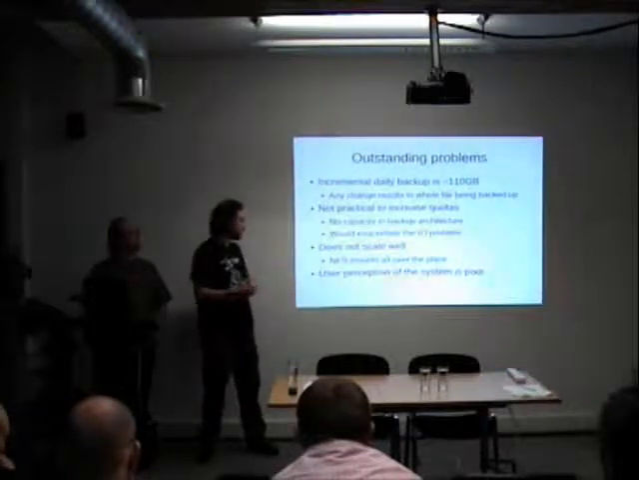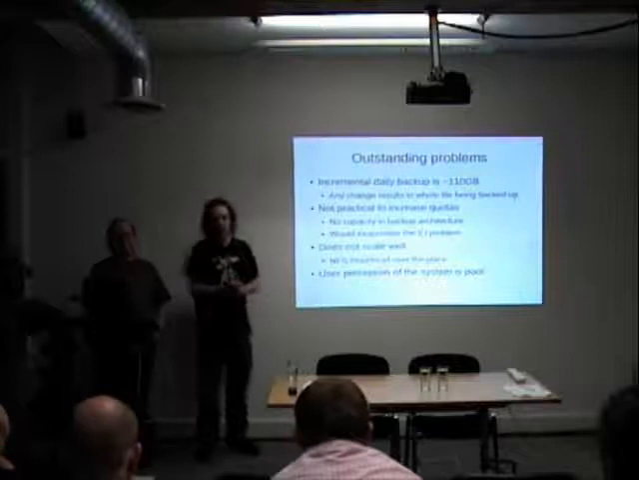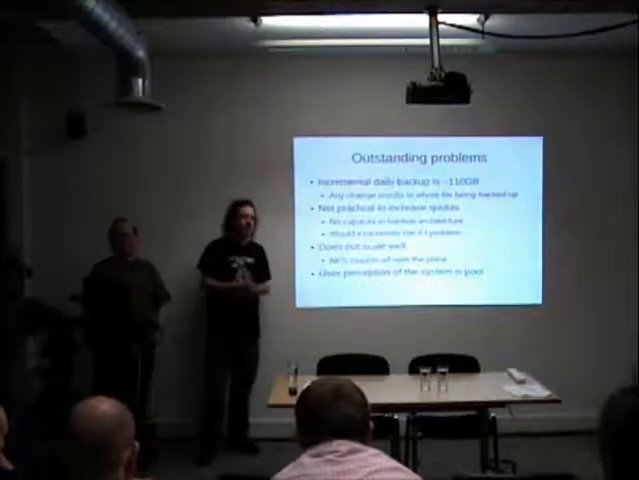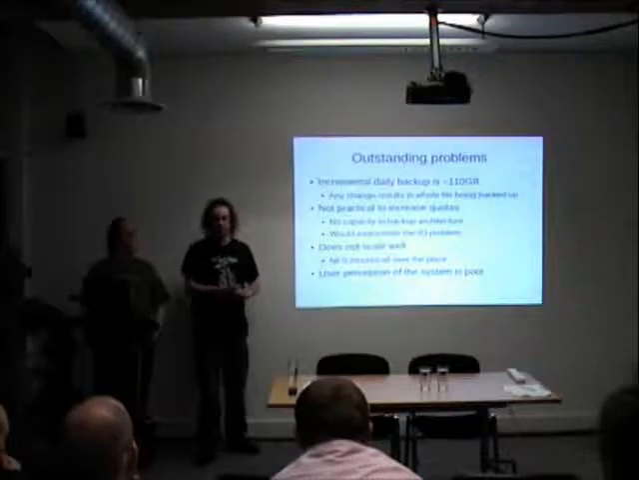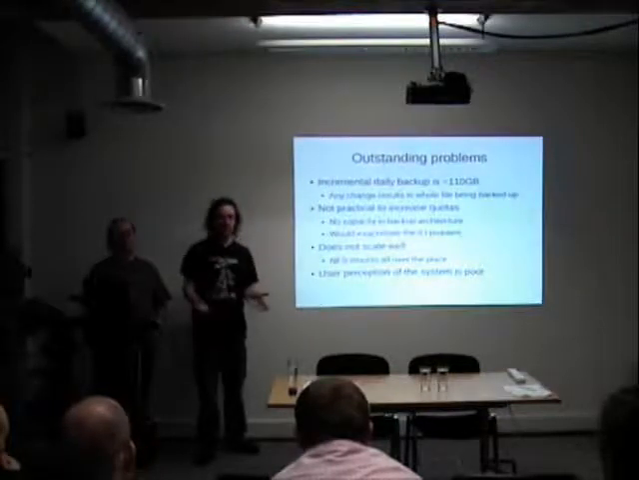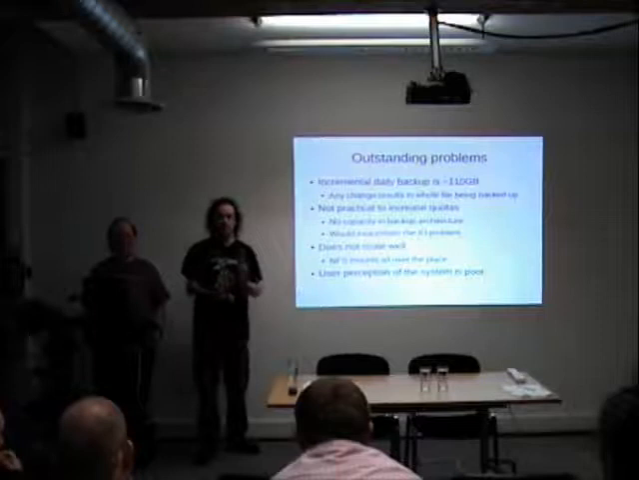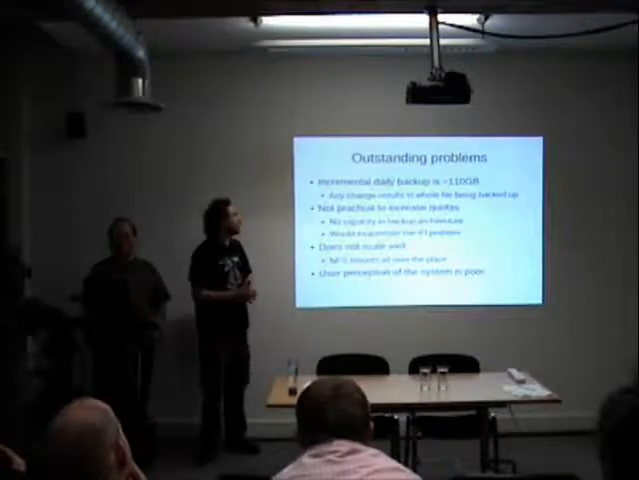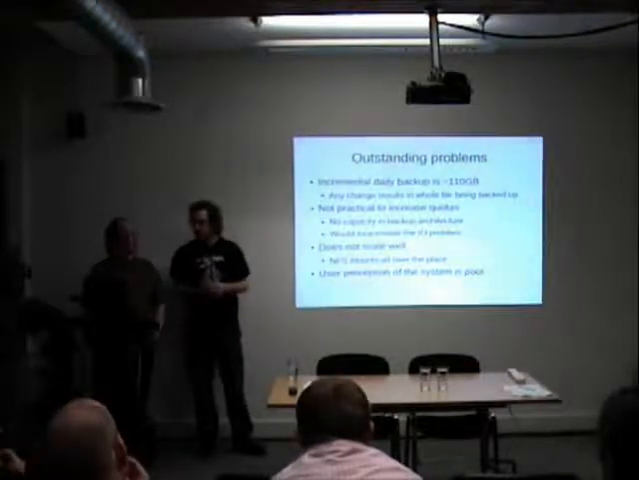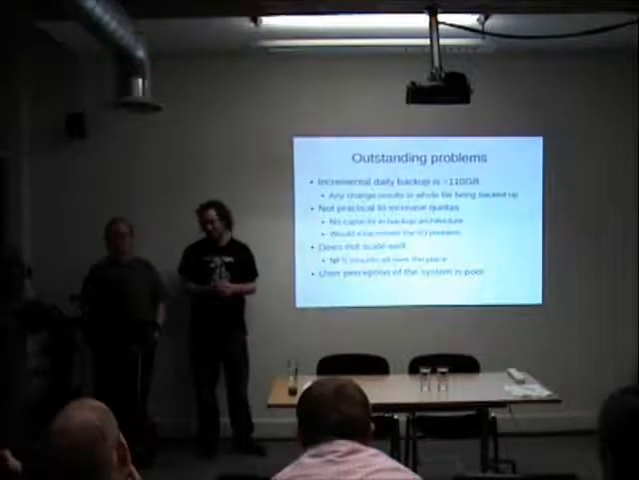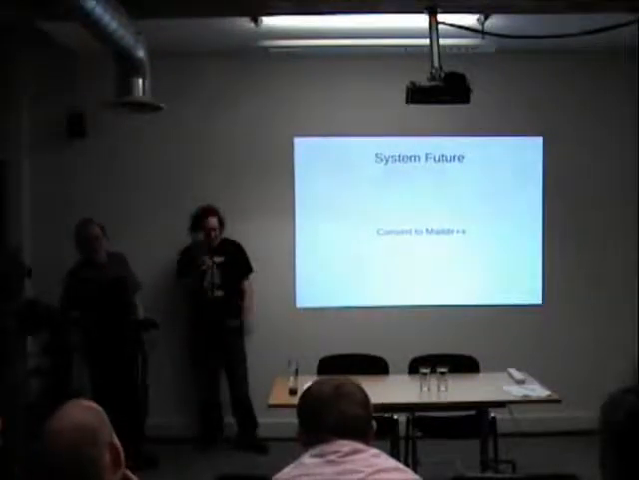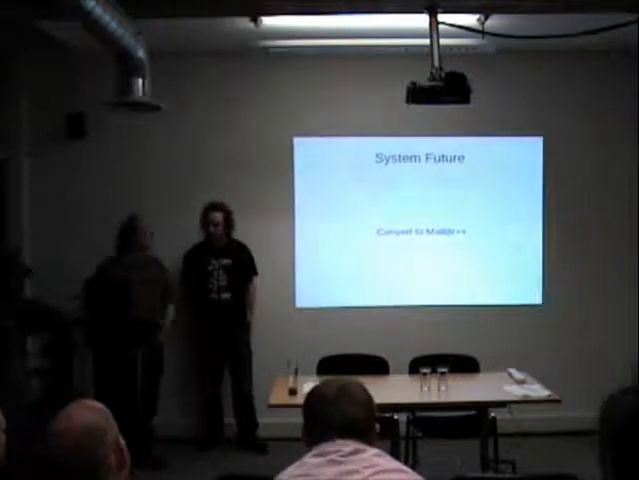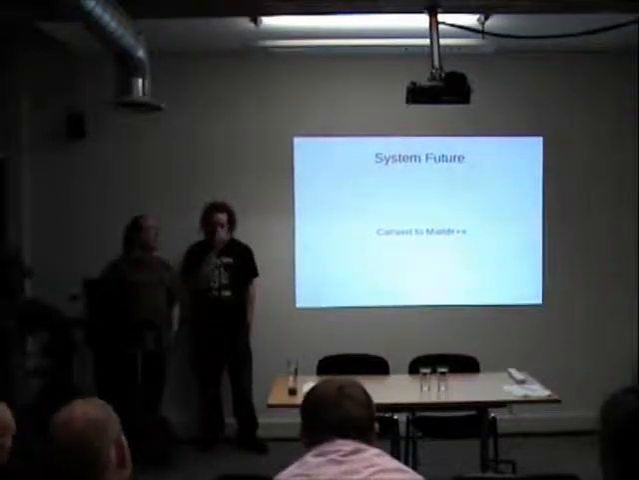The other major problem we had was that user perception of the system was going downhill rapidly, and we were facing calls to outsource it to Google or shift it to Exchange or whatever. So we had to do something, we had to do something fast, before they found the £250,000 to buy Exchange, at least. So the idea was that we were going to convert to using Maildir instead.